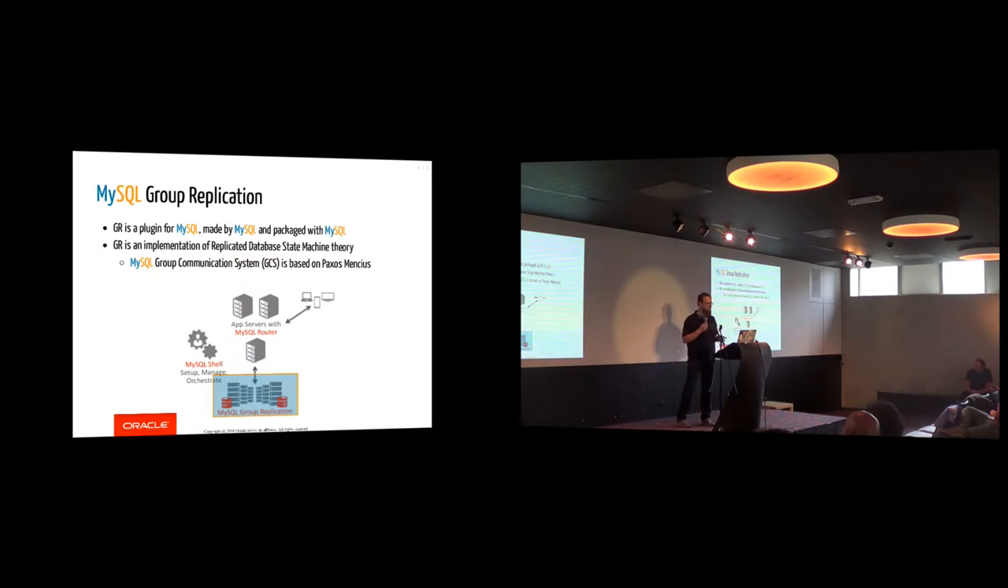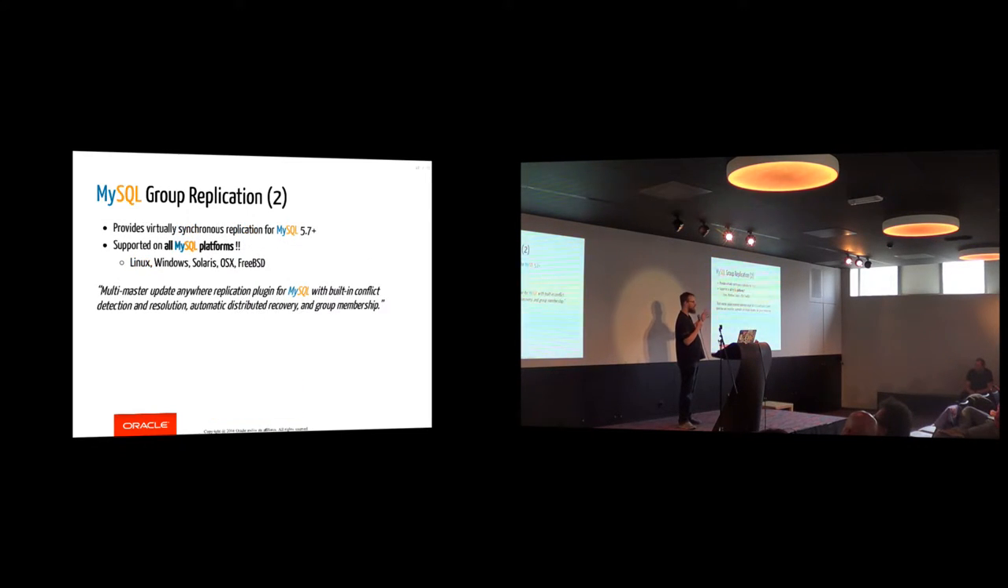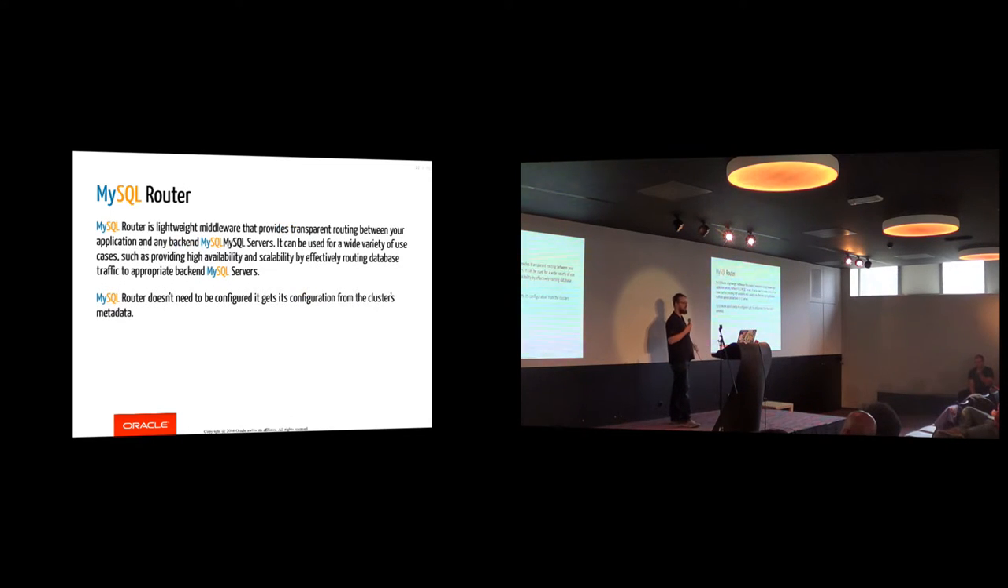MySQL group replication is a plugin for MySQL, made by MySQL and packaged by MySQL, to replicate everywhere. So multi-master, parallel multi-master, and we use Paxos for doing this. So you will be able to write everywhere. So HA is much easier. You don't need to say, oh, my slave is behind, and stuff like that. Which one should be promoted? You can write everywhere you want. And it's supported on all MySQL platforms: Linux, Windows, Solaris, OSX, FreeBSD. We detect the conflicts, we do everything on that.